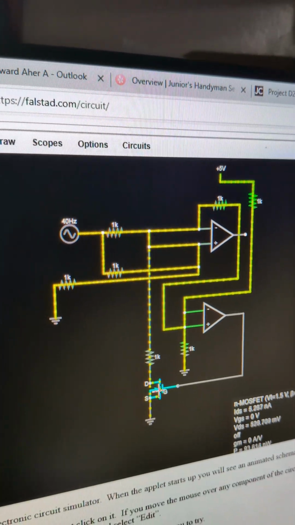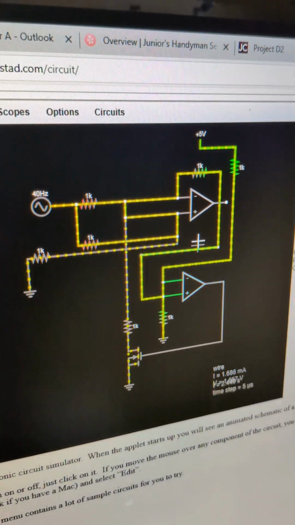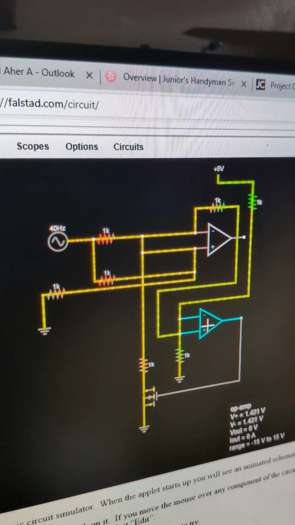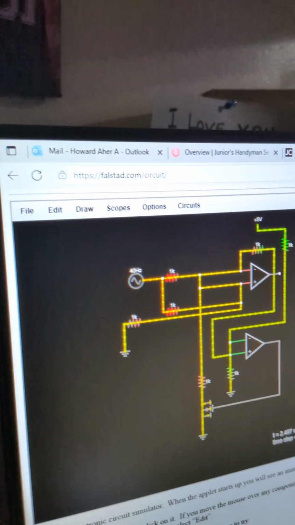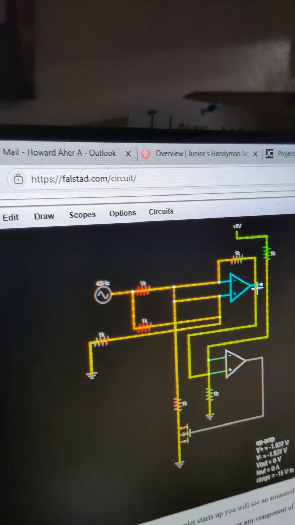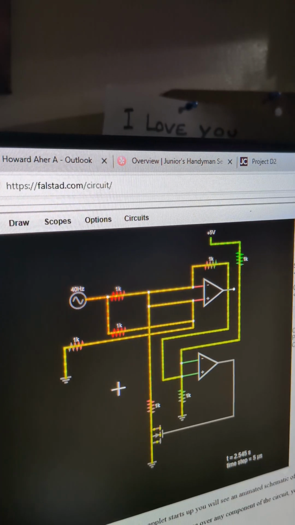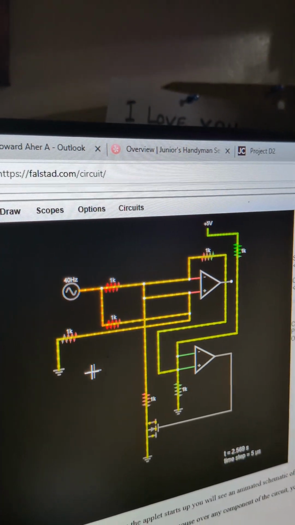This is your MOSFET, ground, and your op amps. Okay, output, input, and of course everything else is wire. That's what all of that power juice is running through.